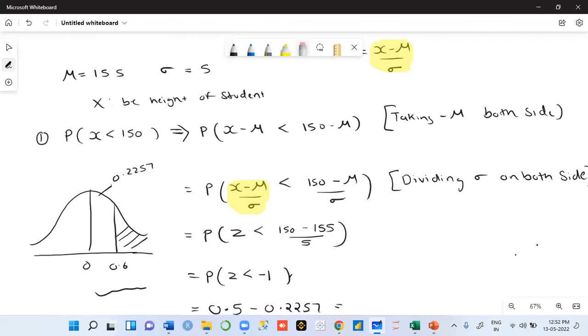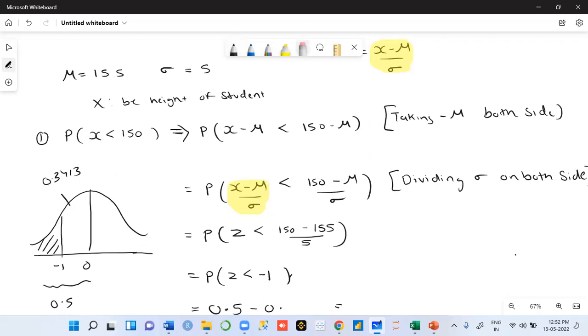Just make a diagram for that. -1 will come on this side. All z values have to be less than -1. Talking about this area, what is 0 to 1? Total area 0.5. Total minus given will give you the remaining one. Clear, Anisha, or should I repeat? Yes, sir. Clear, clear.